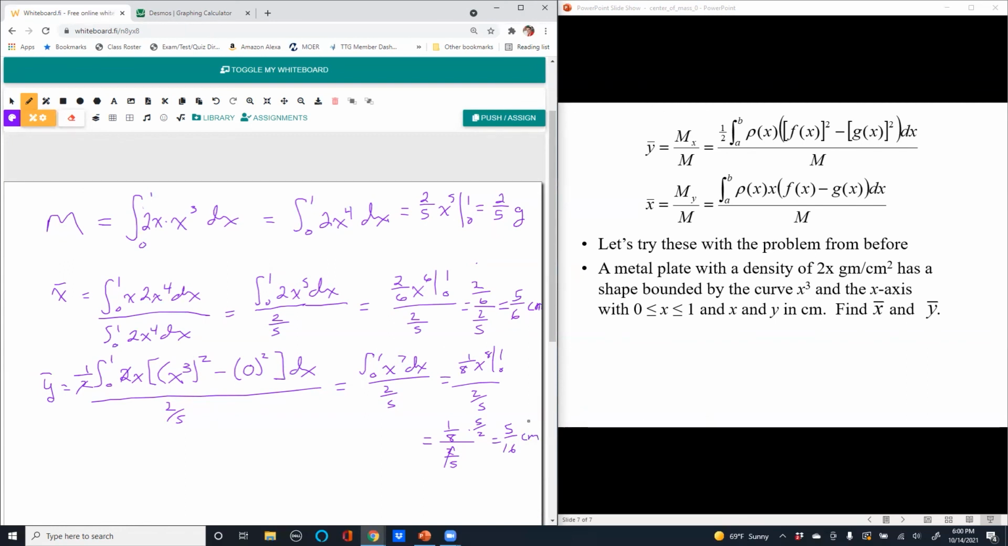So the units are pretty much given in the problem. When we're looking at the mass, it's going to be in whatever mass the density is measured in terms of. When we look at the X bar and Y bar, whatever distance measurement the density is measured in. All right, questions about X bar or Y bar?